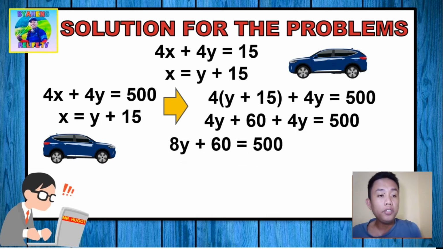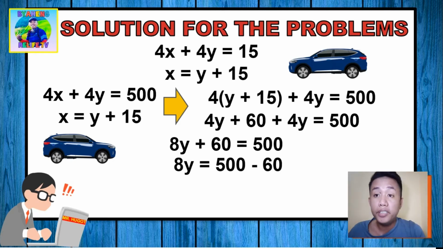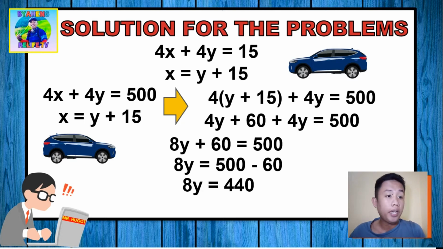Ang gagawin po natin guys dito, si 4y at si 4y, pagsasamahin natin. Kaya naging 8y plus 60 equals to 500. Ngayon guys, paano i-eliminate ang 60 sa ating problem? Ililipat siya sa kabilang side at idadagdag ang kanyang additive inverse. From positive 60, naging negative 60. So, 500 minus 60 is 440. Dividing the whole equation by 8 para mawala yung 8 natin sa y natin.